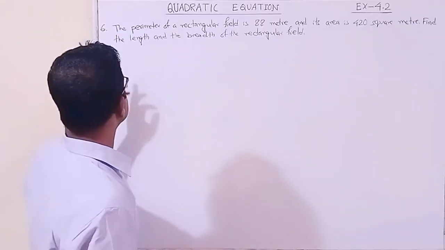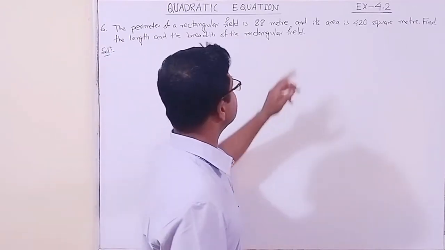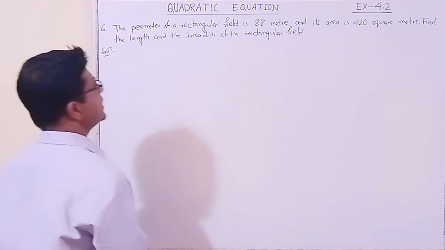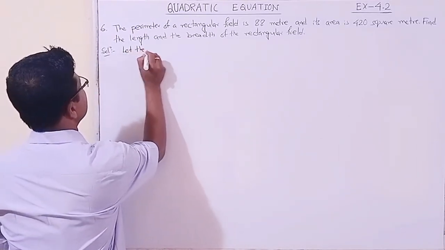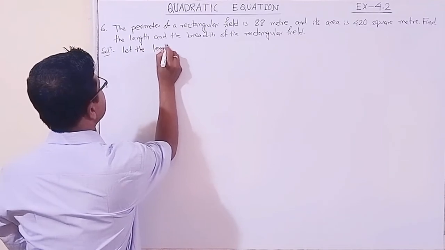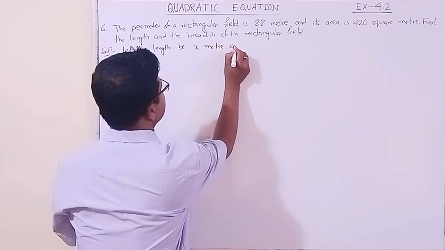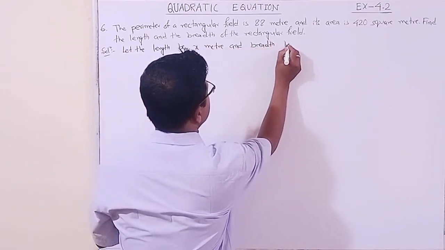Then in question number 6, let us see what is given. The perimeter of a rectangular field is 88 meter, and its area is 420 square meter. Find the length and the breadth of the rectangular field. Okay, let us assume, let the length be x meter and breadth be y meter.